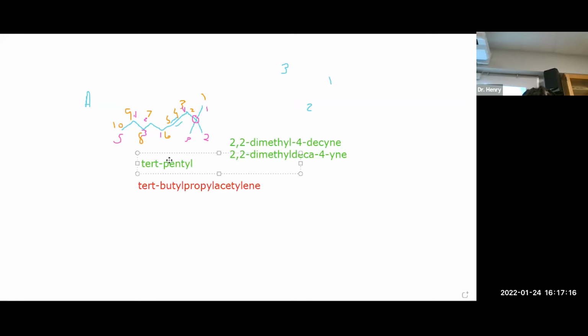I've got to get used to using Zoom again. Okay. Questions?